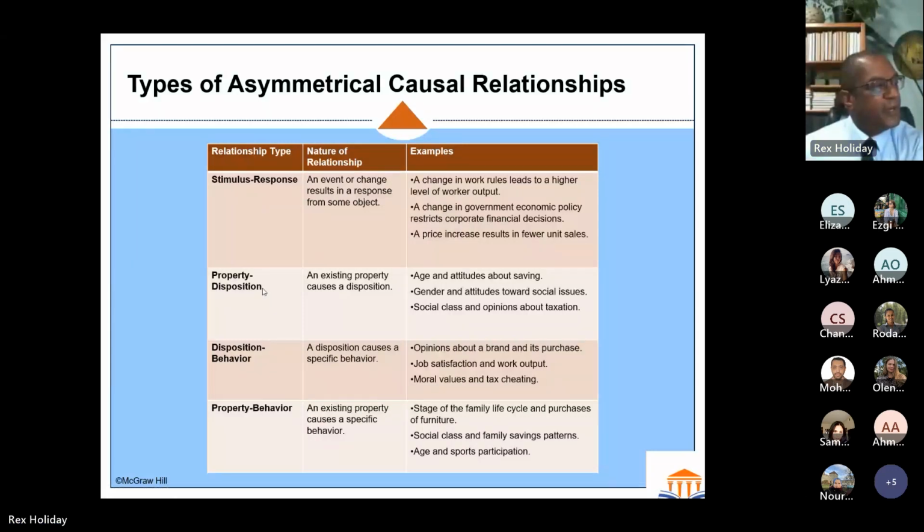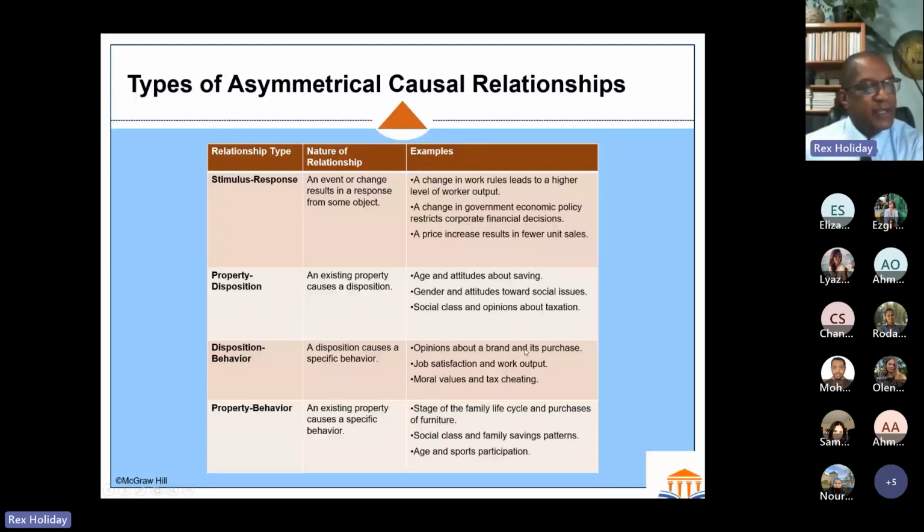Property disposition. So an existing property causes a disposition. Okay, age and attitudes about saving, gender and attitudes towards social issues, social class and opinions about taxation. Okay. And then disposition and behavior. A disposition causes a specific behavior.